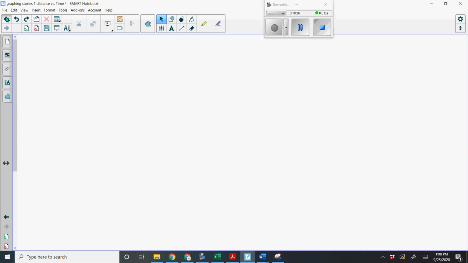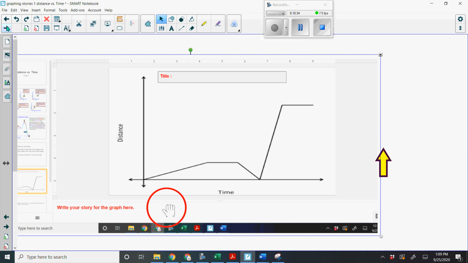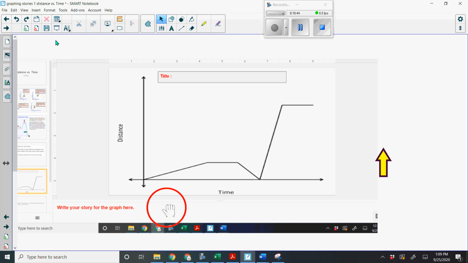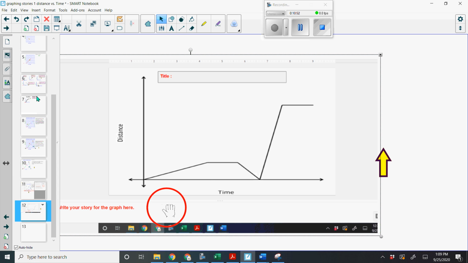All right, so in the assignment, don't forget that you're going to have to answer some questions. You're going to have to make your own story, and you're also going to be making your own graph. Okay, so once again, make sure you watch this video. If you need to come back, use the different slides for reference. Okay, this was a good reference.